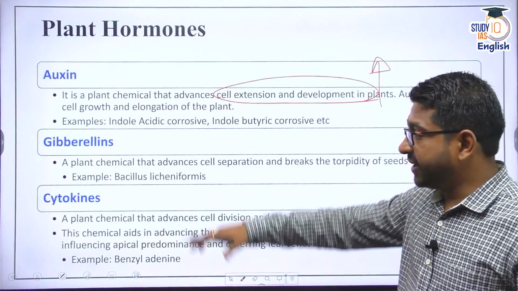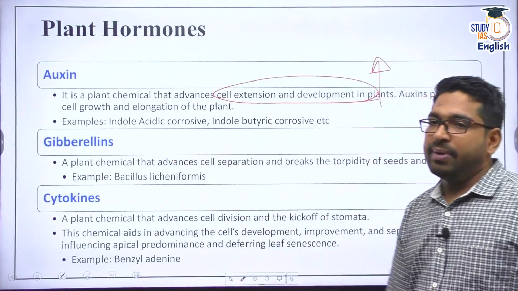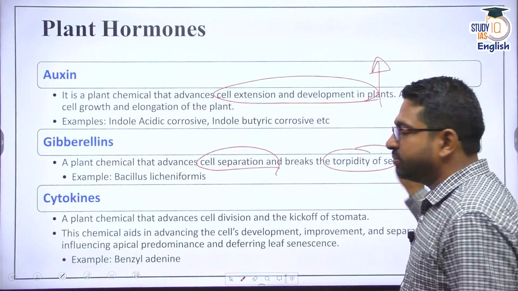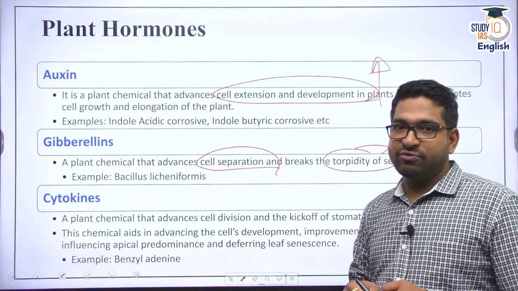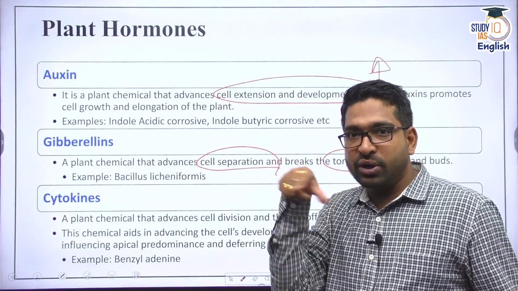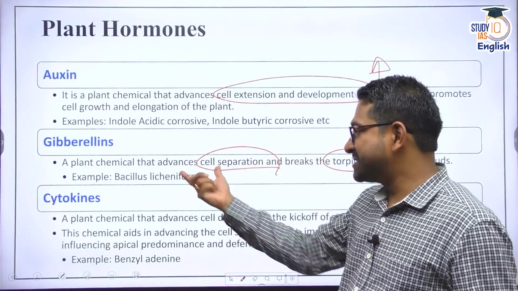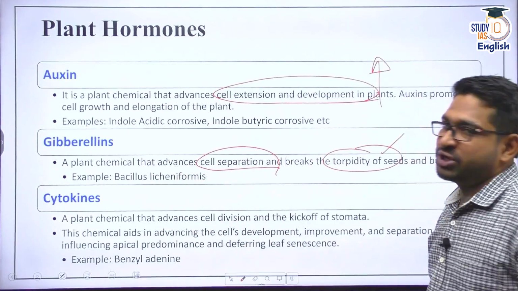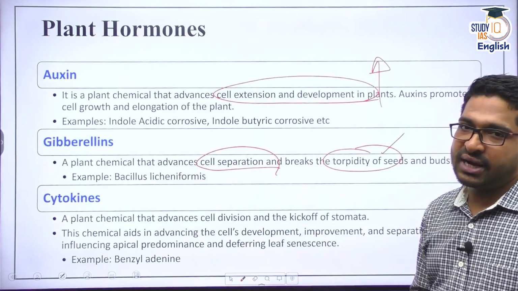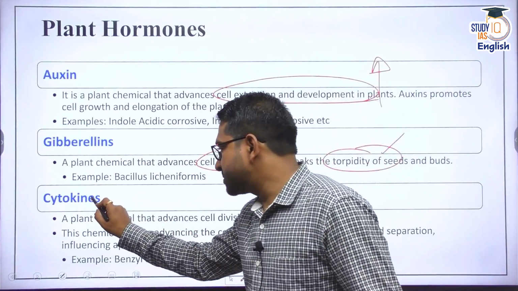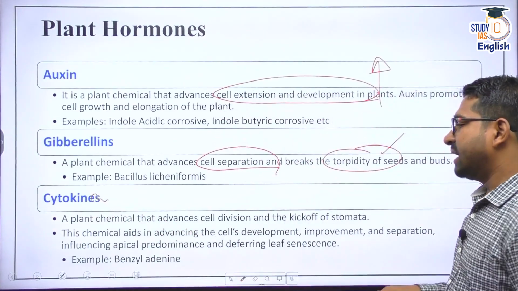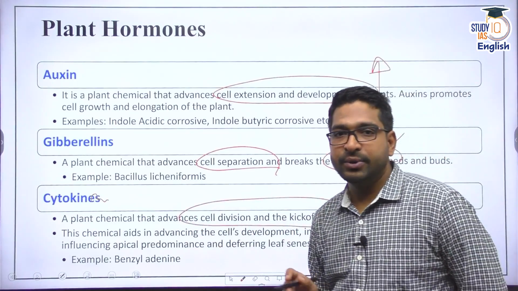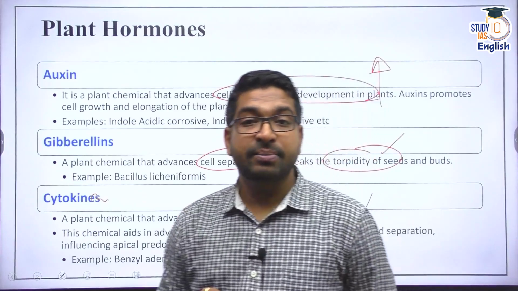There are also other phytohormones like gibberellins. Gibberellins are plant chemicals that advance cell separation, and they also help in breaking of the seeds. Seeds have to germinate. Seeds have to break the outer coating, and for that gibberellin helps. An example is some of the chemicals produced by Bacillus licheniformis. Apart from that, cytokinins. These are plant chemicals that advance cell division. It also helps in opening of the stomata, predominantly found in the apical meristem.